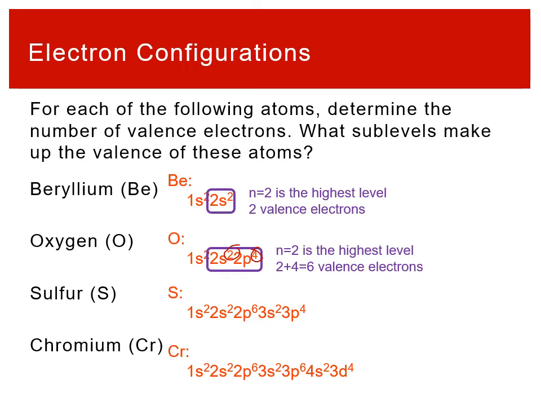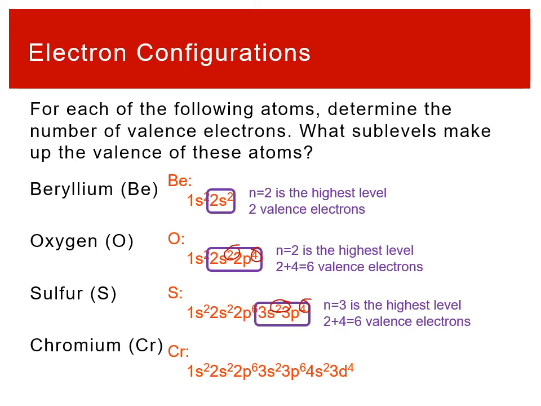So when we go down to sulfur now, again, I want to look at what the highest shell is. I can see in this case that's going to be n equals 3. So I have the 3s2 and the 3p4 that are making it up. Those are the subshells that are in the valence of these atoms. And we can see then that, again, we add the 2 and the 4, and sulfur, again, it's bigger, but it also has 6 valence electrons, just like oxygen.